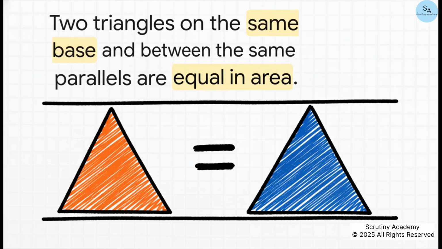And there it is. Just like with parallelograms, if you have two triangles that share the same base and are between the same parallels, they have to have the same area. Why? Well, because we know each of those triangles is exactly half the area of a parallelogram on that same base. And since the parallelograms would have equal areas, the two triangles must have equal areas too. See, the logic just flows perfectly from one to the other.